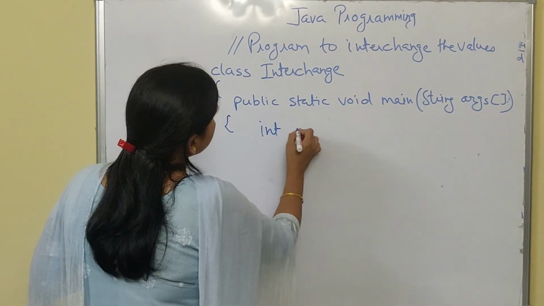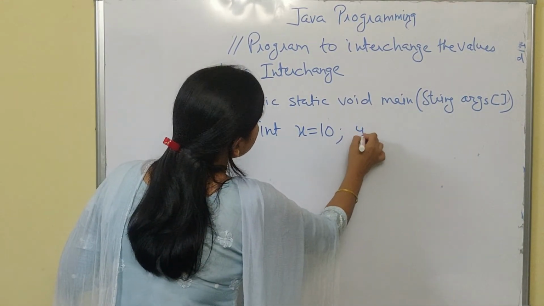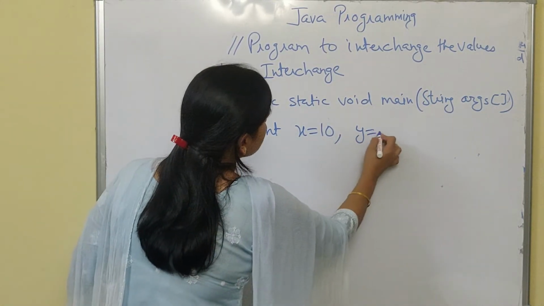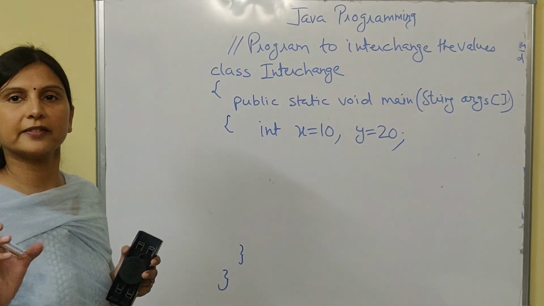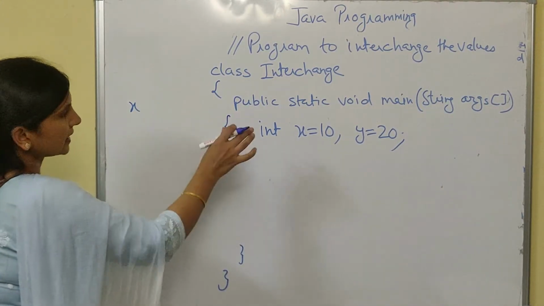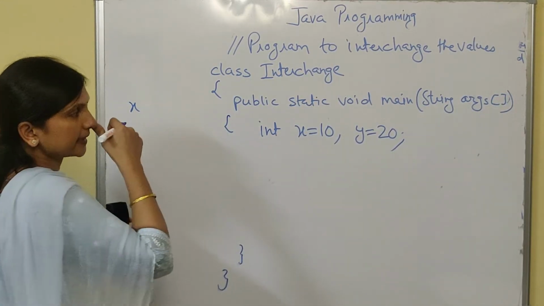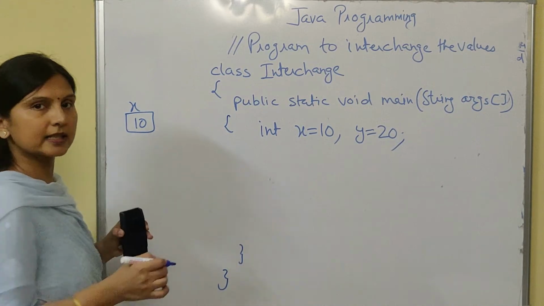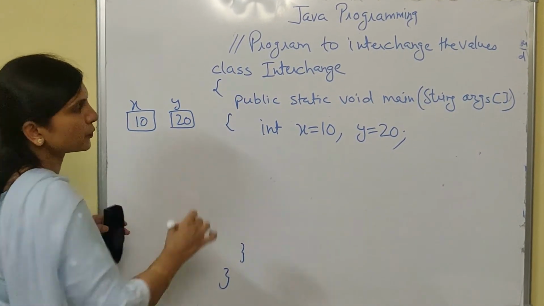So let's take two variables, int x = 10, y = 20. Suppose these are the two variables. Fine. How will you interchange the values? For interchanging, first understand how you will interchange. See, x equals 10. So this is x, value is 10. And this is y, value is 20.